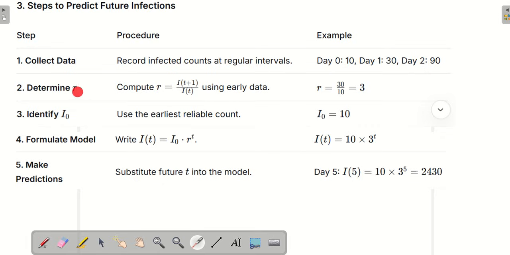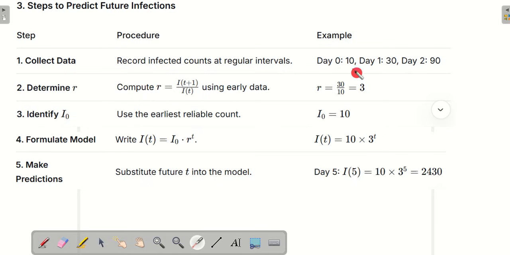So you determine R. If it goes on like this, you can determine R by dividing D1 by D0 or D2 by D1. That is I(T plus 1) over IT. So if T is 1, you have I2 over I1. Or if T is 2, you have I3 over I2. Or if T is 3, you have I4 over I3. It is just the next term over the previous term.